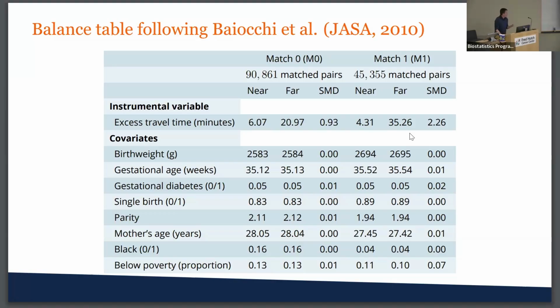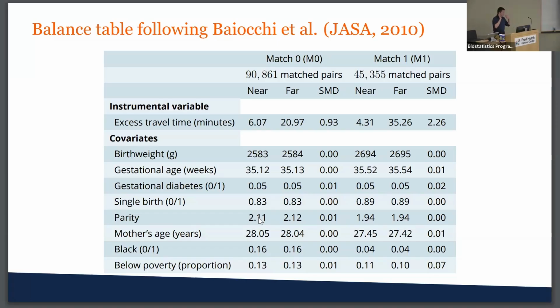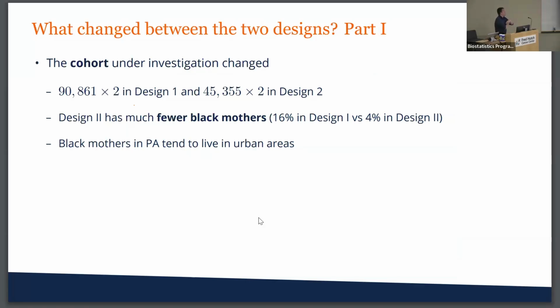Okay. One thing that I want to note, of course, is that we have two designs. It's very natural to wonder what aspects actually change from one design to the other. So we try to summarize what changed between their two designs. I think there are three things. The first thing is that the cohort under investigation changed. This is pretty obvious. In the first design, we have 180K people. In the second design, we have only half of that, 90K people. One thing that might draw attention is that design 2 has much fewer Black mothers.